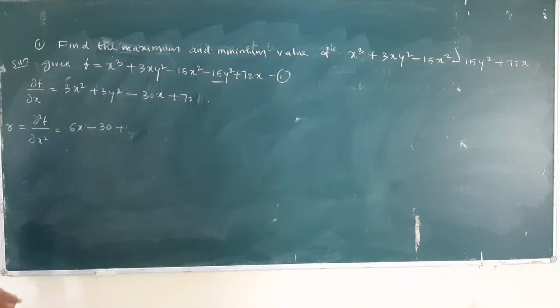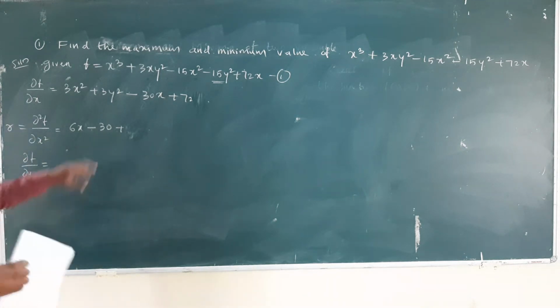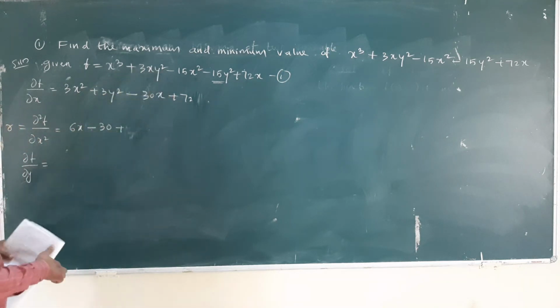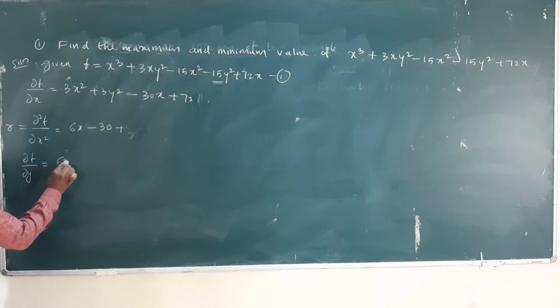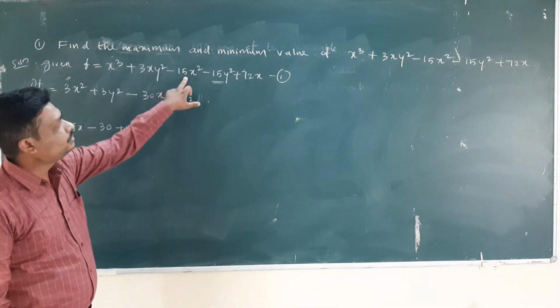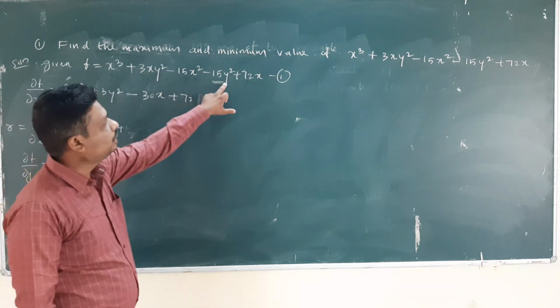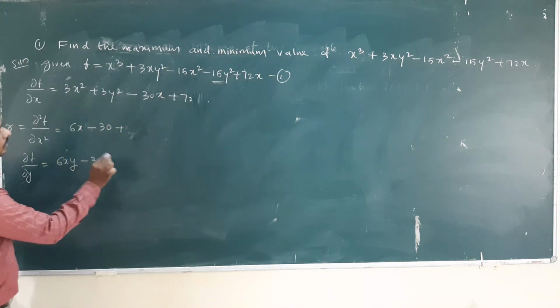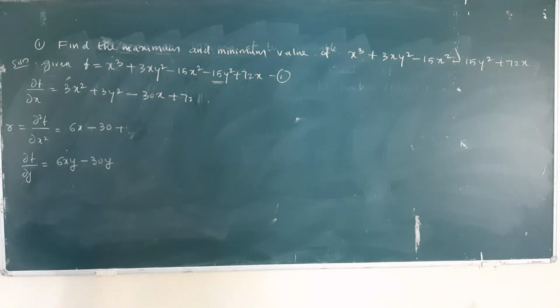Now I will go for the next derivative. I differentiate the function with respect to y. Derivative of x cube is 0. Derivative of 3xy square is 6xy. Derivative of 15x square is 0. Derivative of 15y square is minus 30y.